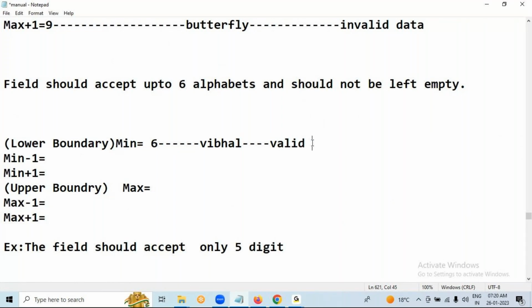Hey, brother Zahid, I want to clarify one thing. It says the field should accept up to 6 alphabets, but in the lower boundary the minimum is equal to 6. So is up to 6 the maximum limit, or should it be at least 6 alphabets? No, remember the first time she said the range requirement is 5 minimum and 8 is maximum. So we're not going above 8. So this is how she's probably doing it. Let's finish this and you can ask her also.